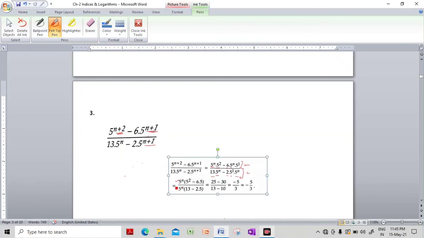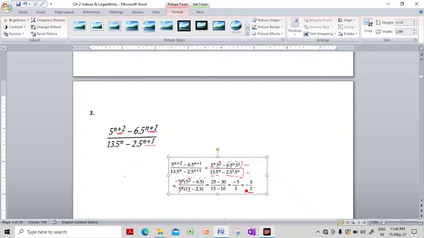So let us take 5 power n common here. So we are left in the numerator with 5 square, that is this part. Then we are left with 6 and 5 power 1, this one. Similarly, from the denominator, 13 as it is, and in the denominator we are left with 2 into 5. Now let us solve. First 5 power n and 5 power n get cancelled here. So after that we are left with the simple calculation. 5 square is 25 minus 6 fives are 30. 13 minus 2 fives are 10. So our final answer is minus 5 upon 3.